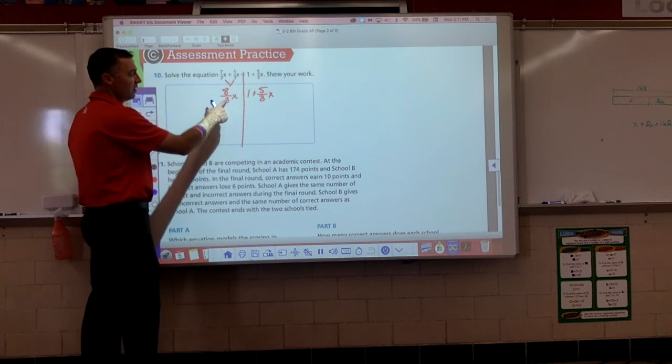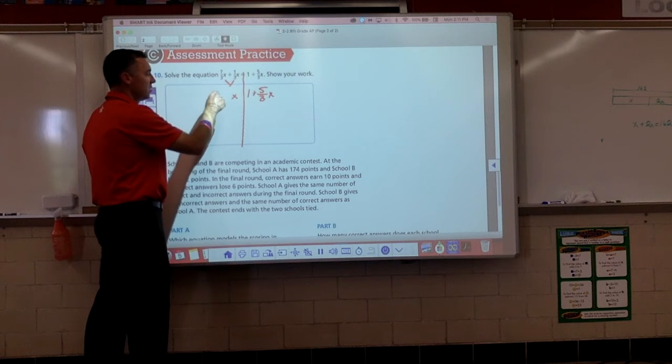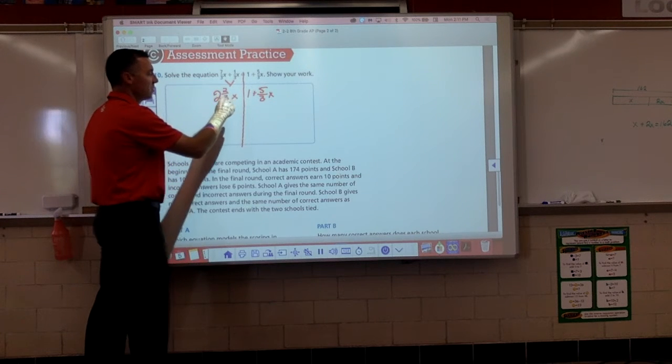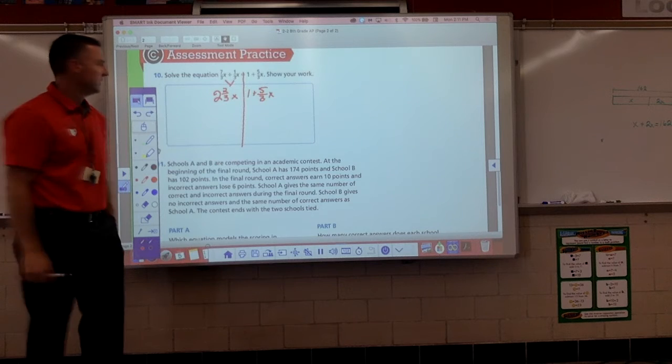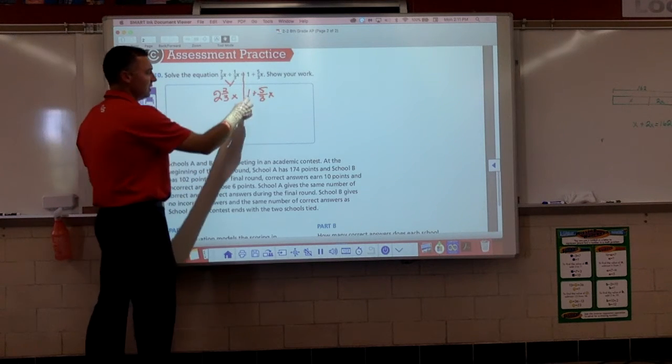Now, some of you may look at this and go, that's not what my calculator said. Well, then change it to 2 2/3. I don't care. It's the same value. Okay? Mixed number. Other one, improper fraction.